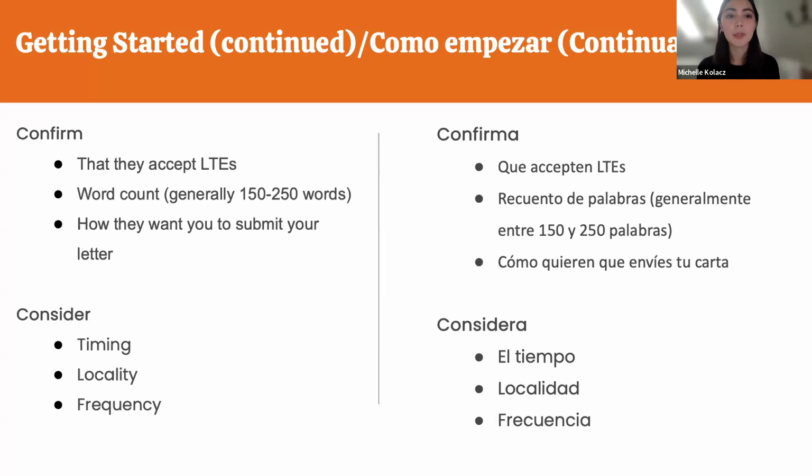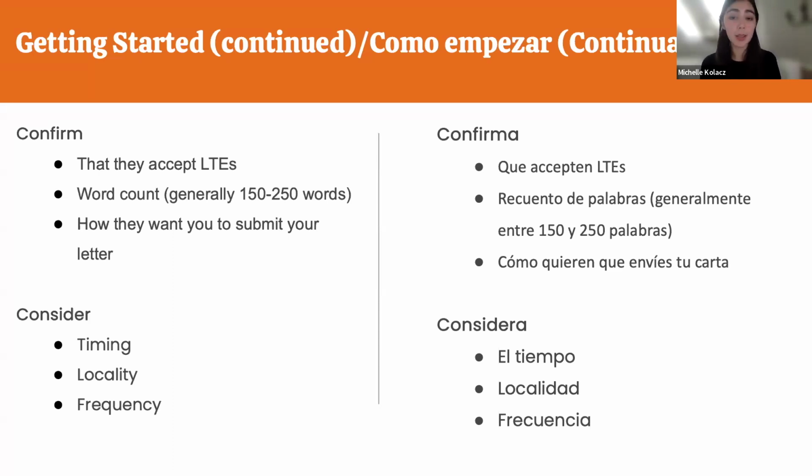The other things that you do want to consider are timing, locality, and frequency. All right, so timing: if you are writing a letter in response to an article that you read 2 years ago, unless there's something that happened and there's a big update, chances are the newspaper is not going to think that's news. They're not going to want to publish that, right? We want it to be timely. We want it to be relevant. That's what the newspapers want to focus on.